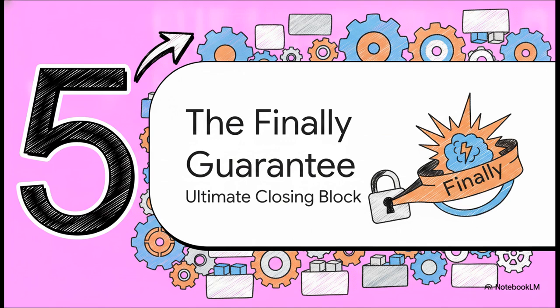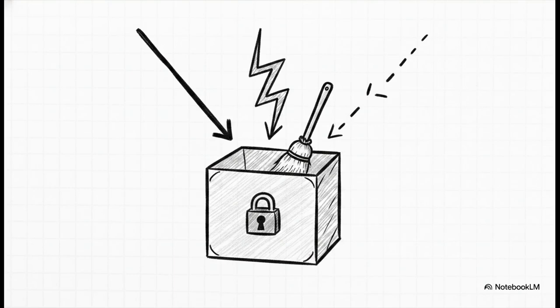Which brings us to our last piece of the puzzle, Section 5, the finally guarantee, or the ultimate closing block. So we've tried our code and we've caught any errors, but what if there is cleanup work that absolutely must happen no matter what went wrong? Enter the finally block. This is an optional closing block, but its power is in its absolute certainty. Whether an exception was thrown, whether it was successfully caught, or whether the error was totally avoided, the code placed inside the finally block is guaranteed to execute, for sure. It's the perfect place to do things like close database connections or shut down file readers.